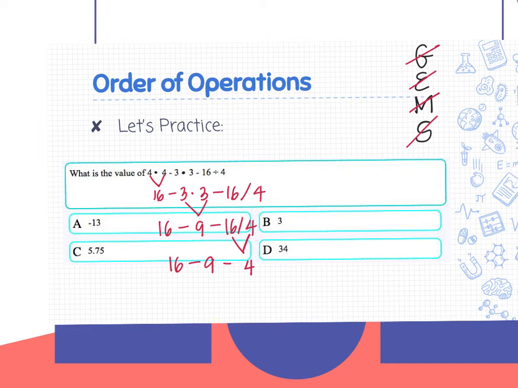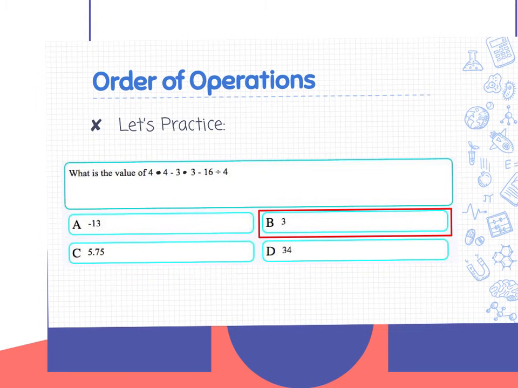And now we're down to just subtraction and addition. So we'll again go left to right. 16 minus 9 is 7. Bring down what we haven't used, minus 4. And 7 minus 4 is 3. So 3 should be what you get for that one. And if you didn't, please go back and find your error so that you don't make that again. Make sure you're going left to right with regard to multiplication and division.